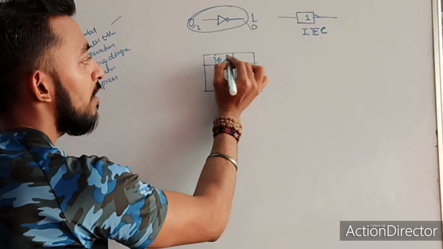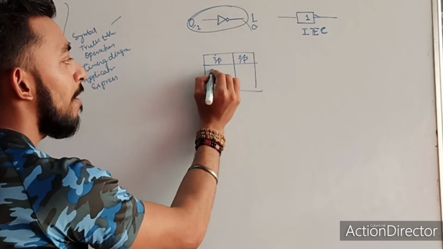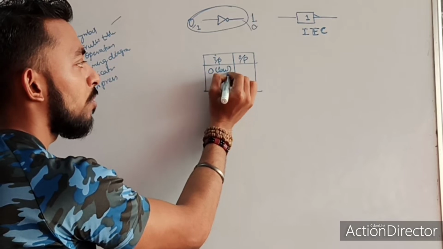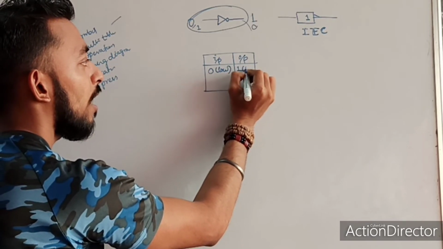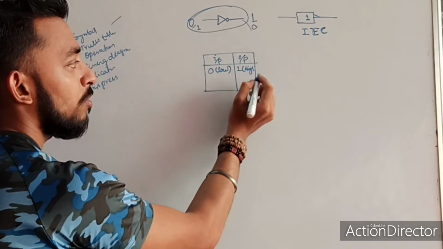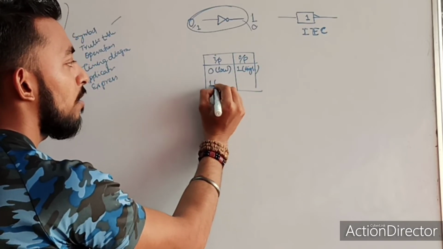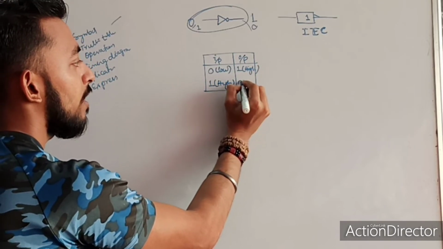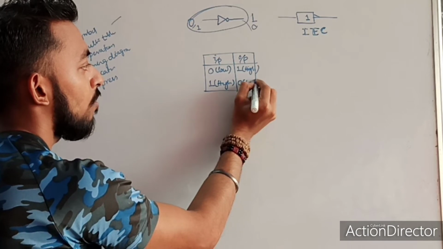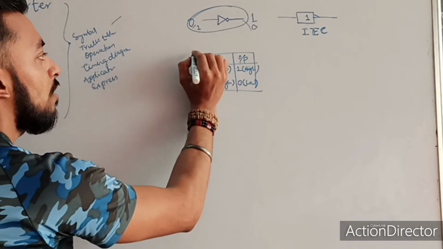This is my input side, this is my output side. If I apply a 0, that is a low level input, then I will get a high, that is 1, at my output side. If I apply a 1, that is a high level input, I will get a 0 at my output side, that is a low level. Okay, so this is the truth table.